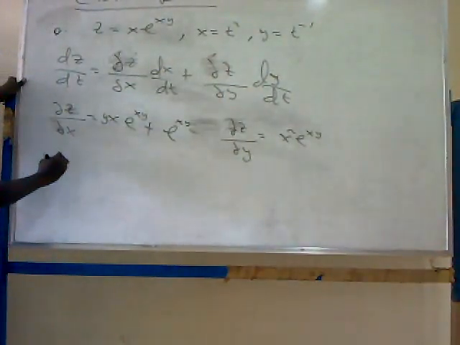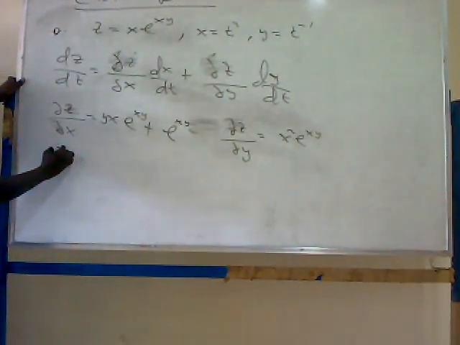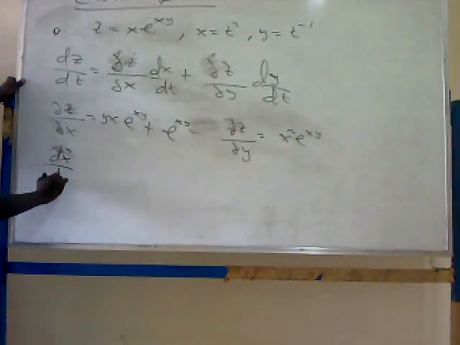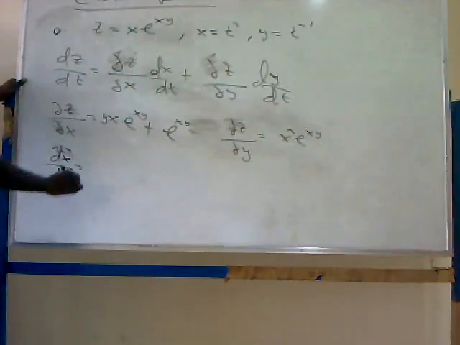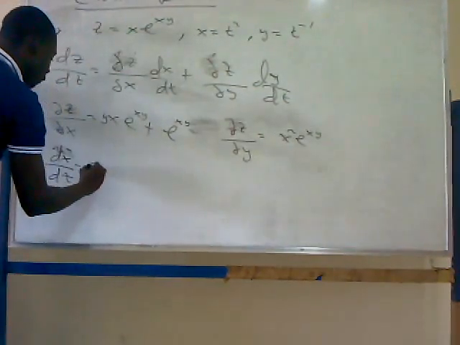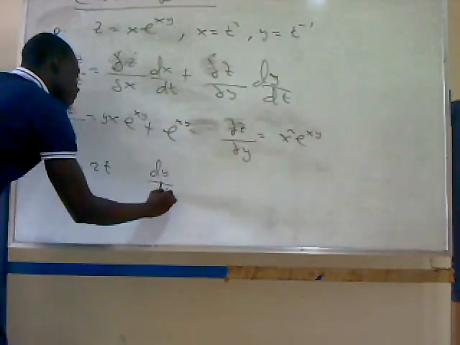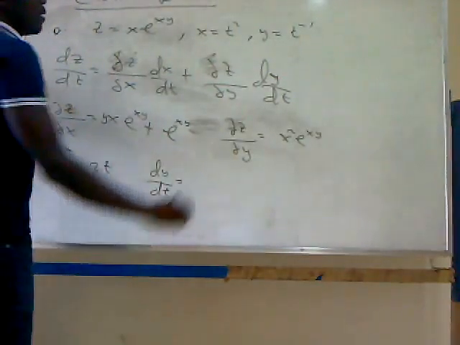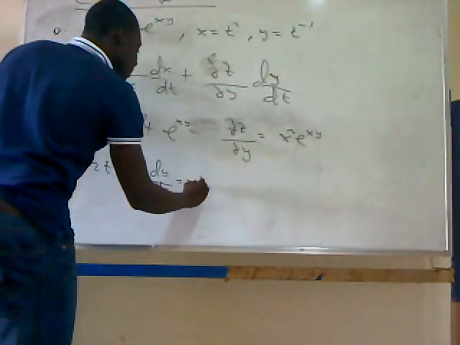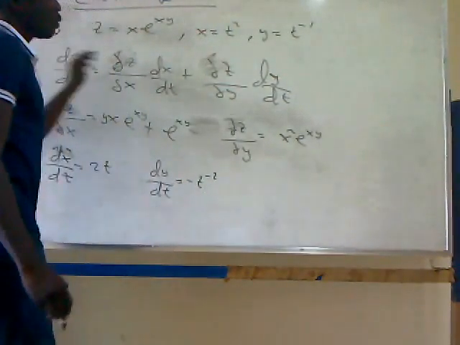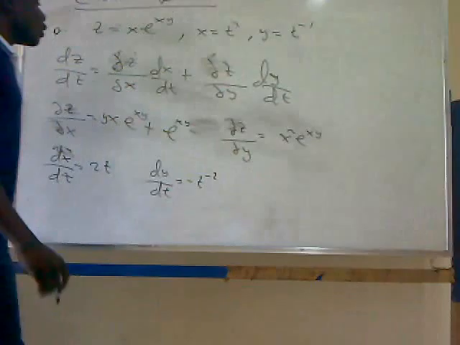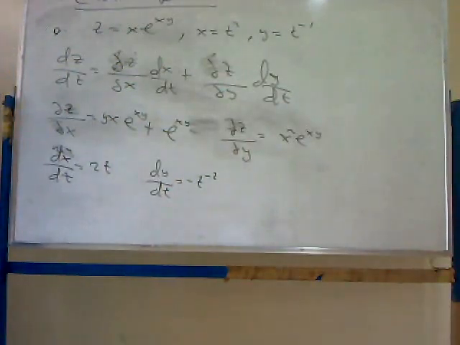Next, I find dx/dt and dy/dt. For dx/dt, I have 2t. For dy/dt, I'll get minus t to the power minus 2. That is that. So next, I just got to replace them where they are supposed to be, and I am okay.